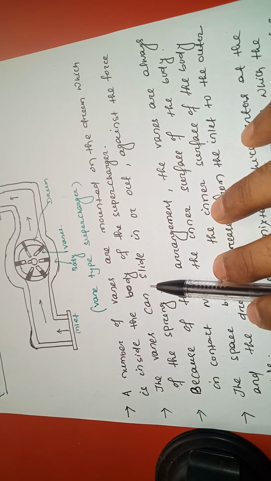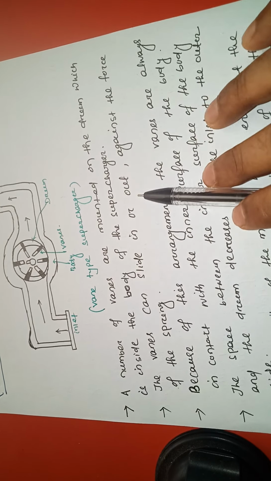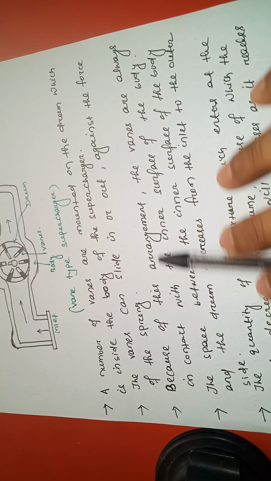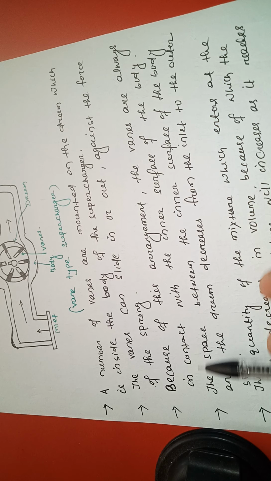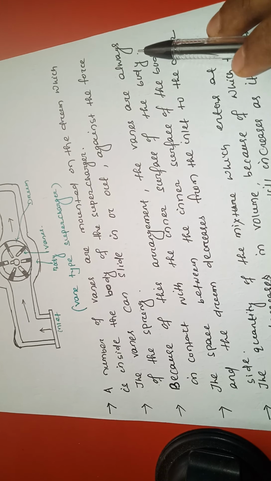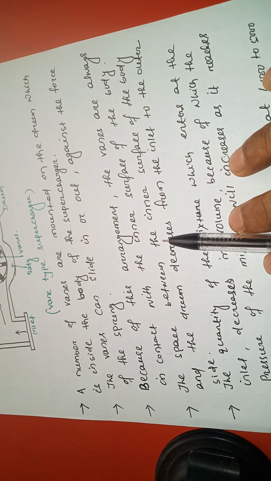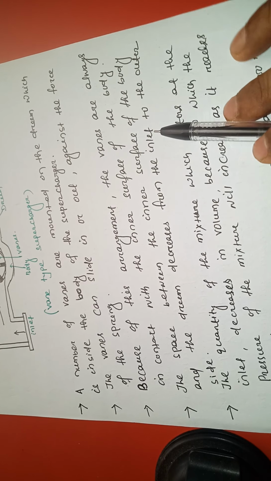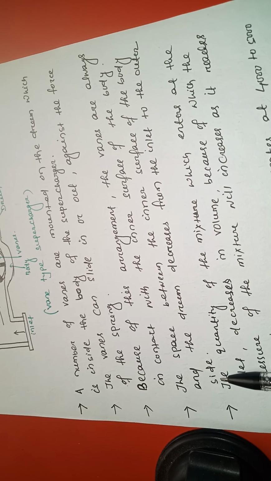The vanes can slide in or out against the force of the spring. Because of this arrangement, the vanes are always in contact with the inner surface of the body. The space between the inner surface of the body and the drum decreases from the inlet to the outer side.